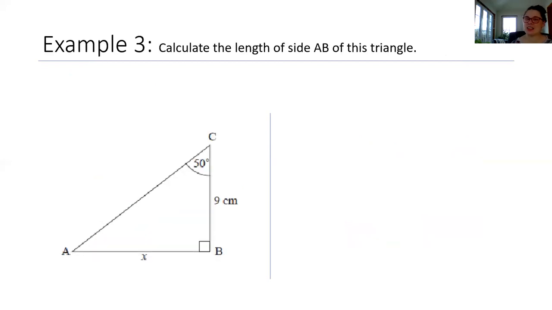Example 3, calculate the length of side AB. Side AB just means the connection between points A and B. That's a common way to label sides in a triangle. We don't know the length of this side. I can't use the Pythagorean theorem because we only know the length of one side. We have to use our right angle trigonometry. So let's label them. 50 degrees is here. This is my hypotenuse. This is my opposite and adjacent. I have adjacent and opposite.